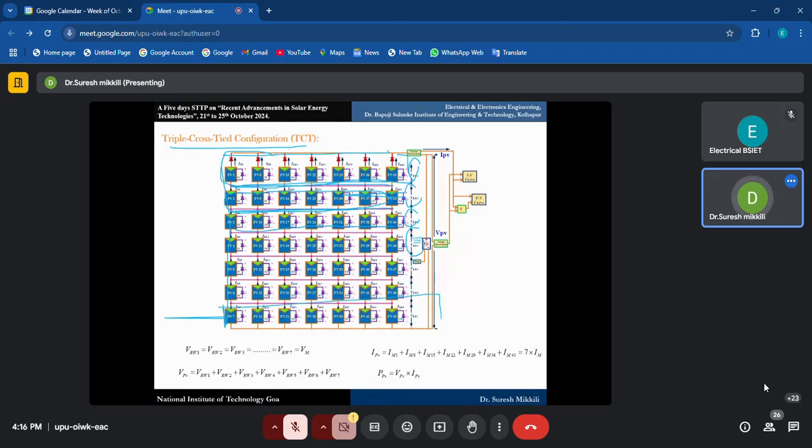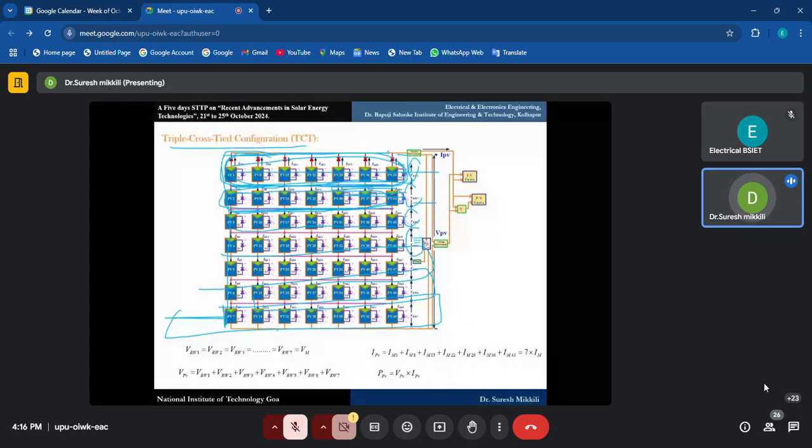How many rows are there? There are 7 rows. The voltage will be calculated. How will it be calculated? The voltage across each row, this is a parallel combination. Voltage across each row will be the same, that is VR1. Voltage across the second row, the entire thing will be the same, this is VR2. Voltage across the third row is VR3. Voltage across the fourth row is this one, fifth, sixth, seventh, because all are connected together.